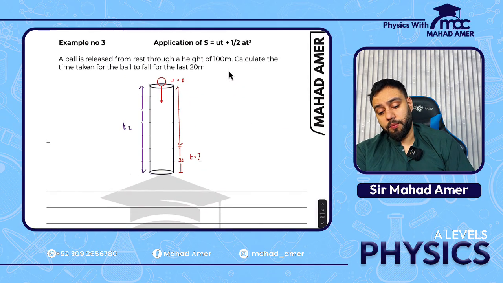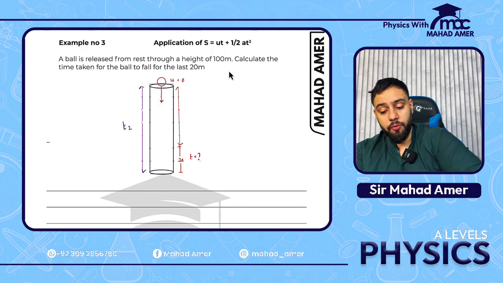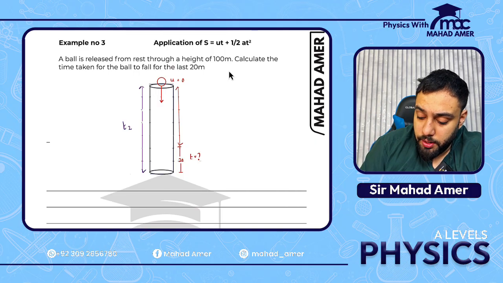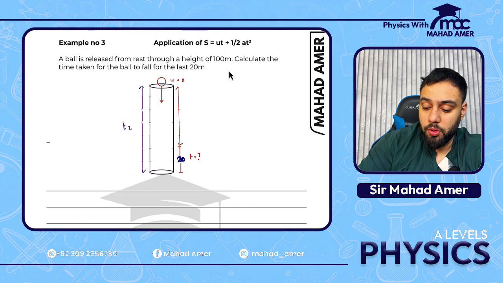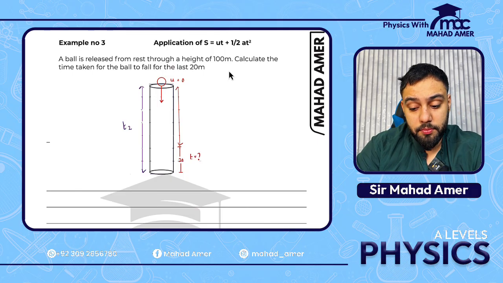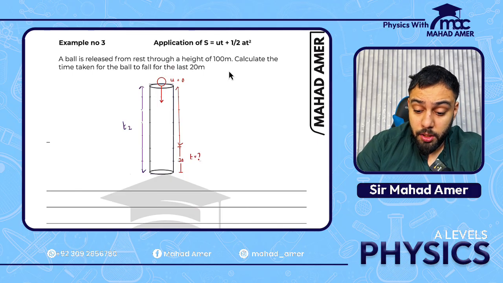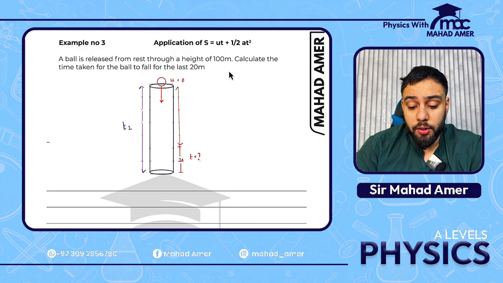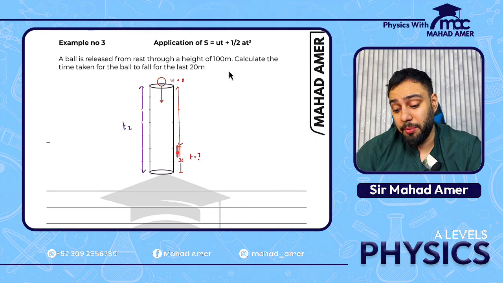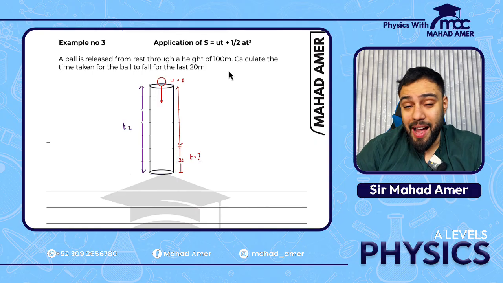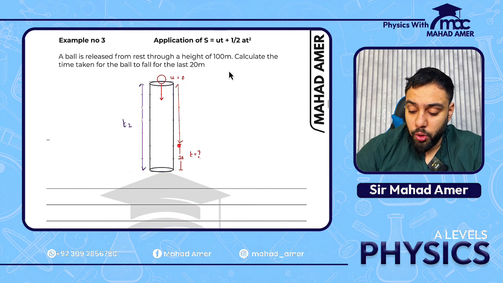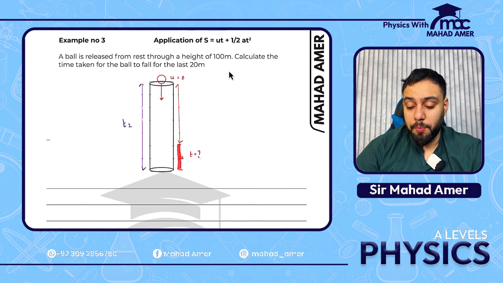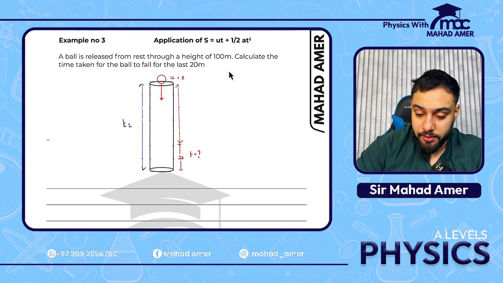There's one more question over here that I want you to actually understand. Example number 3. Now, this is a very, very interesting question, and not all of us can do it, but okay. Stay very clear with me. A ball is released from rest through a height of 100 meters. Calculate the time taken for the ball to fall for the last 20 meters. I need the time for the ball to travel just this part of the journey.